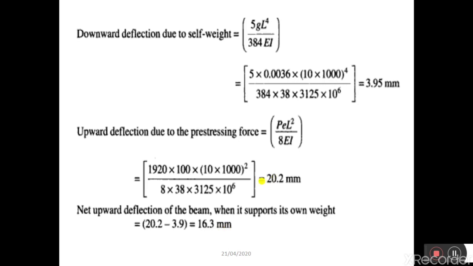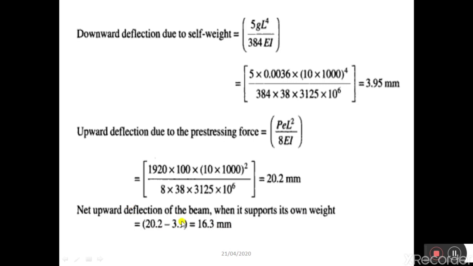Or you can also substitute this as minus 20.2 plus 3.9 is equal to minus 16.3 mm. So here the minus 16.3 mm indicates the deflection is in upward direction. Or else you can also substitute as 20.2 minus 3.9, which is equal to 16.3 mm. But here you should write the deflection is in upward direction. So same thing is written here. Upward deflection of a beam when it supports its own weight, 20.2 minus 3.9 is equal to 16.3 mm.